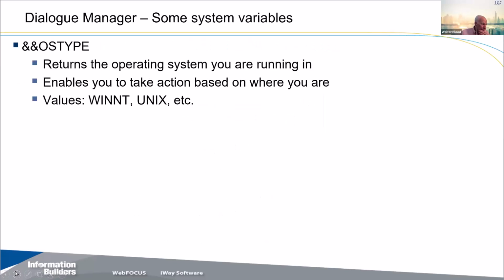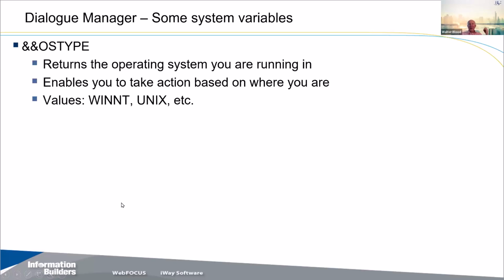All right. Now, let's talk about some system variables. One of the things that we give you within the Dialog Manager world is the ability to communicate with the operating system you're running on top of, right? Very handy. &OS TYPE. This is global. &OS TYPE tells me what kind of operating system I'm running on top of.